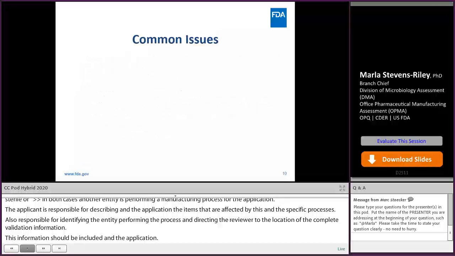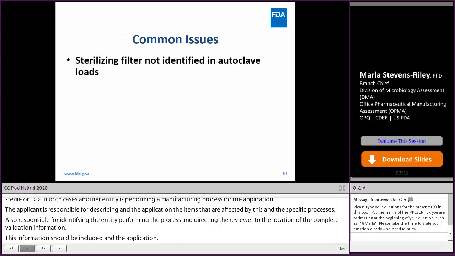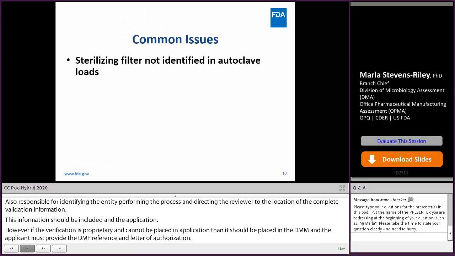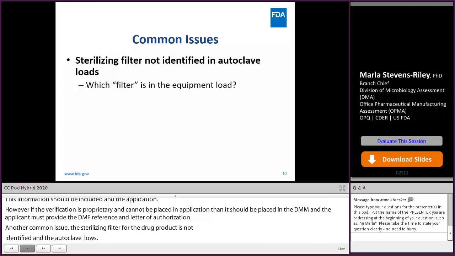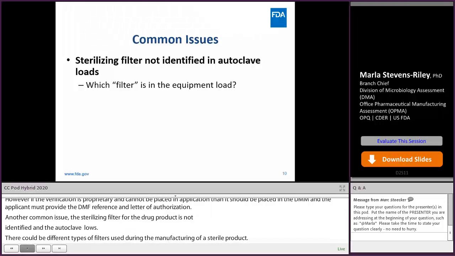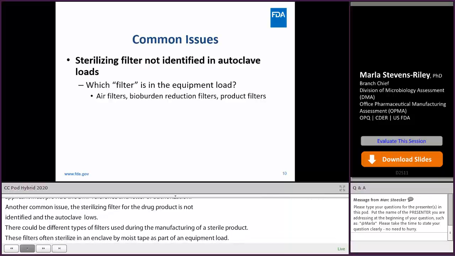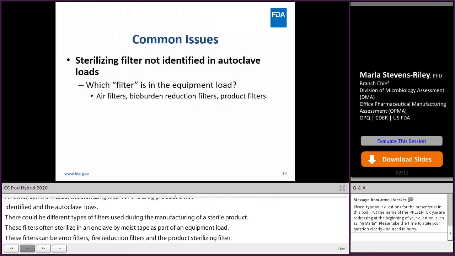Another common issue: the sterilizing filter for the drug product is not identified in the autoclave loads. There could be different types of filters used during the manufacture of a sterile product. These filters are often sterilized in an autoclave by moist heat as part of an equipment load. These filters can be air filters, bioburden reduction filters, and the product sterilizing filter. The product quality microbiology reviewer is interested in the sterilizing filter for the bulk product and needs to review the studies that validate the sterilization of the product filter.